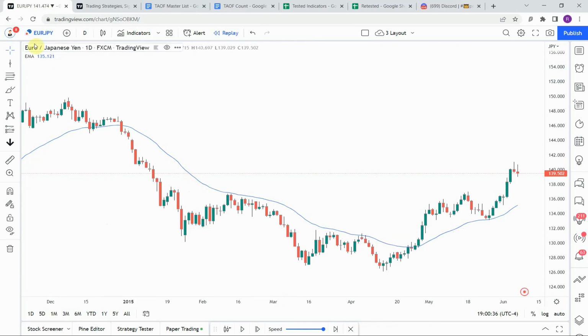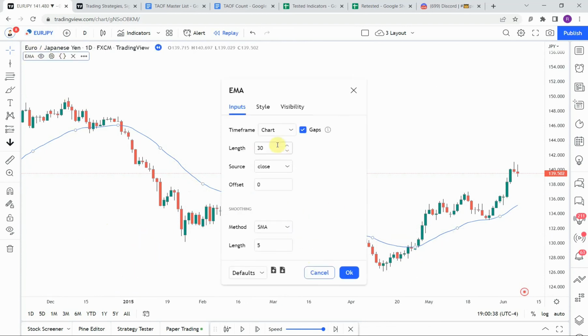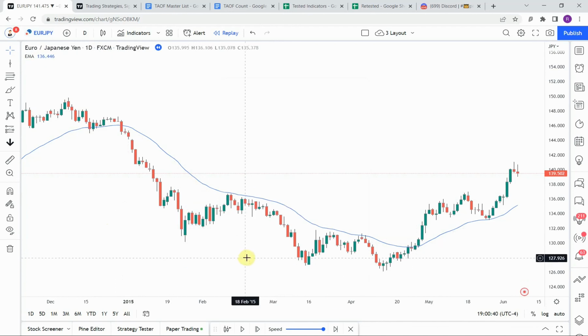Now it is set to a 30 period, just like we did in the original testing, and it was traded as a price action cross. And so basically, when price action crossed the moving average either to the downside or the upside, it was a signal to go either short or long.